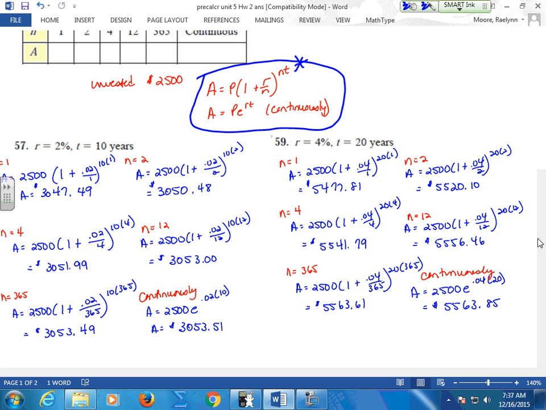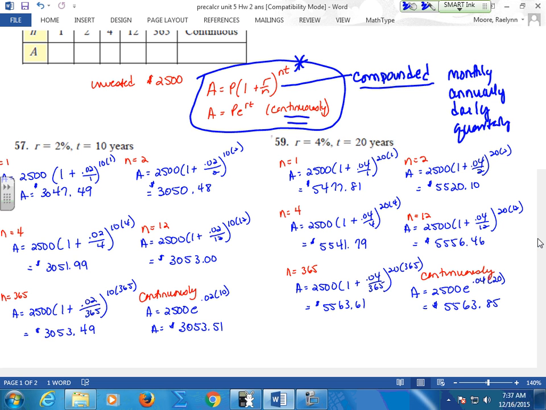This one is when I'm compounding anything but continuously. This guy is continuous only. I can compound monthly, I can compound yearly, annually. I can compound daily, quarterly. So basically what they said was take a principal, find your rate, use your time, and see what amount you're going to get, and change your compound.